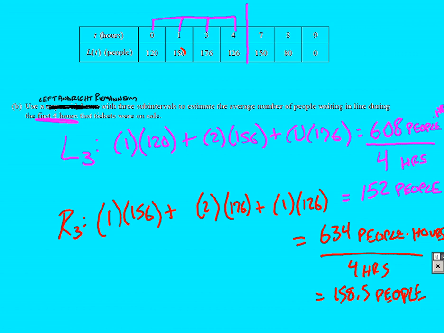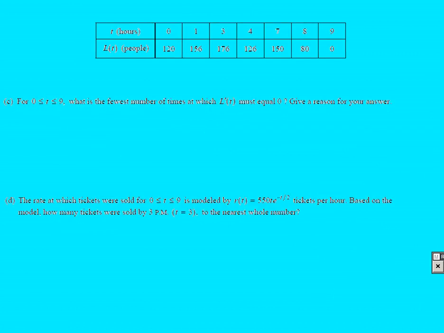All right, moving on to part C here. They want to know the fewest number of times where L prime must equal 0. Well, what does L prime mean? That means, when is my derivative 0? When do I have a horizontal tangent? When do I go from increasing to decreasing or decreasing to increasing? Well, what I'm going to look at is each one of these intervals, what's happening.